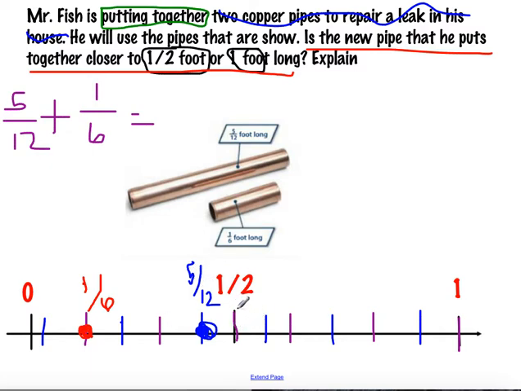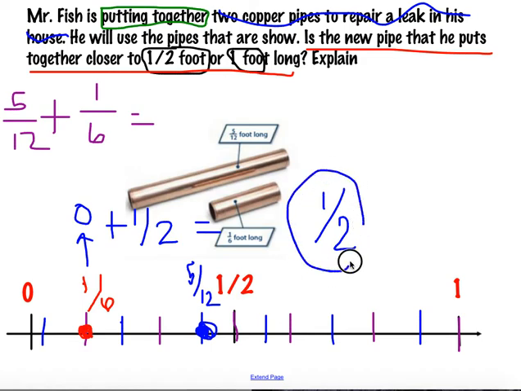So it's closer to 1/2. So I can look at this number line and say, okay, well 1/6 is much closer to 0 than it is to 1/2. So maybe this turns into a 0. And 5/12 is very, very close to 1/2. We can see that on the number line. So that means that I have to add 1/2 to it. Well, 0 plus 1/2 is just going to be 1/2.